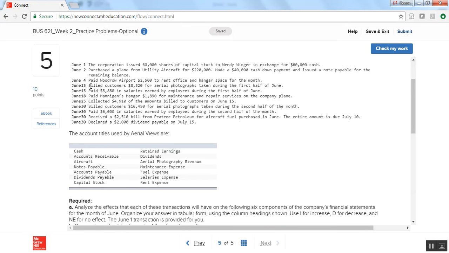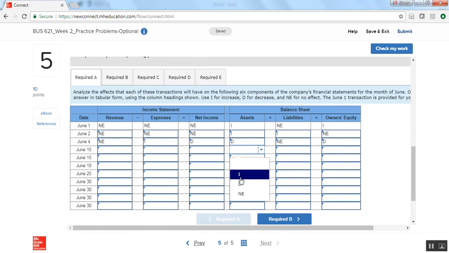I'll do one more. Billed customers $8,320 for aerial photographs taken during the first half of June. All right, so they're billing their customer. What does that mean? That means that they provided a service which was taking aerial photographs. That means that's going to be revenue, okay? So our revenue is going to go up $8,320, and they billed their customers. They didn't collect the cash yet, so that's accounts receivable, which is also an asset. So our assets are going to increase. Our revenue is going to increase.